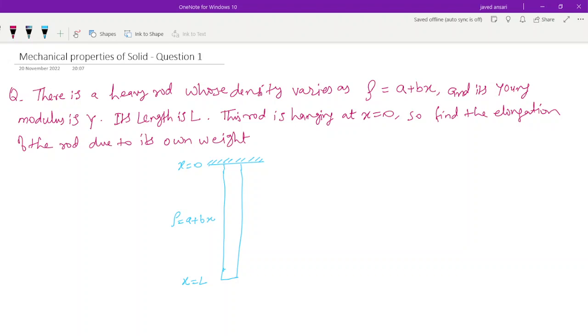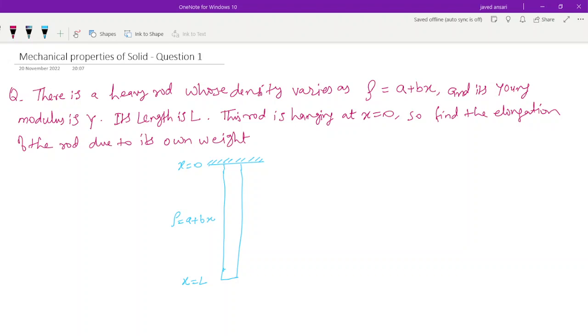Let's see this problem. The problem statement is: there is a heavy rod whose density varies as rho equal to a plus bx, and its Young modulus is Y. Its length is L. This rod is hanging at x equal to 0. Find the elongation of the rod due to its own weight.